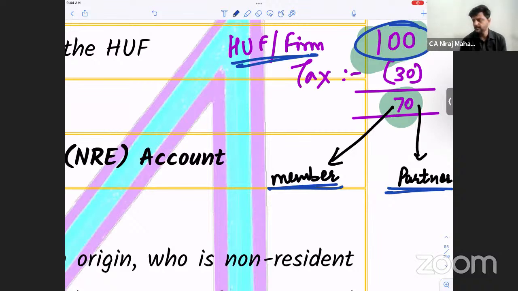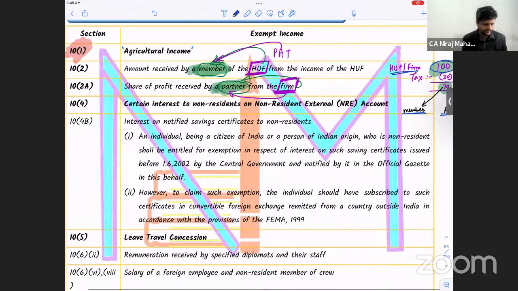That 70 is already after tax. So the share of profit or whatever amount received by a member of HUF or a partner of the firm is exempt in the hands of the member or the partner. Because the HUF or firm has already paid tax on that amount. The member and partner are receiving the profit share after tax. So we will not tax the taxed income again. Clear? All right. Shall we go ahead?